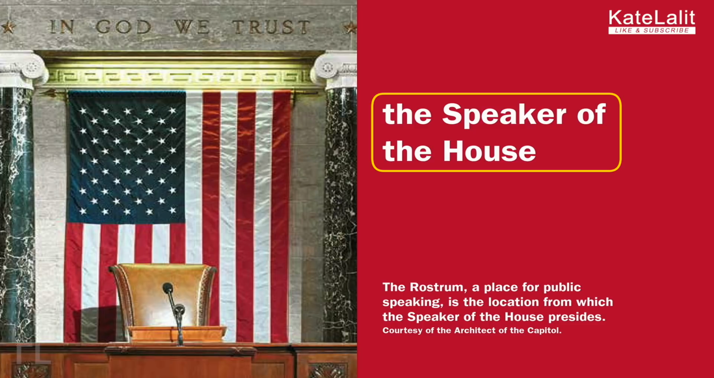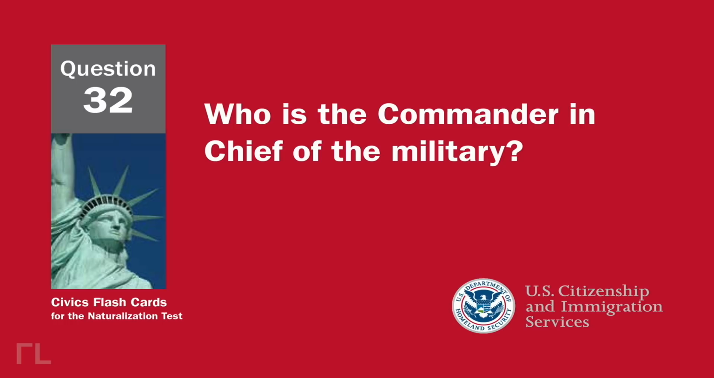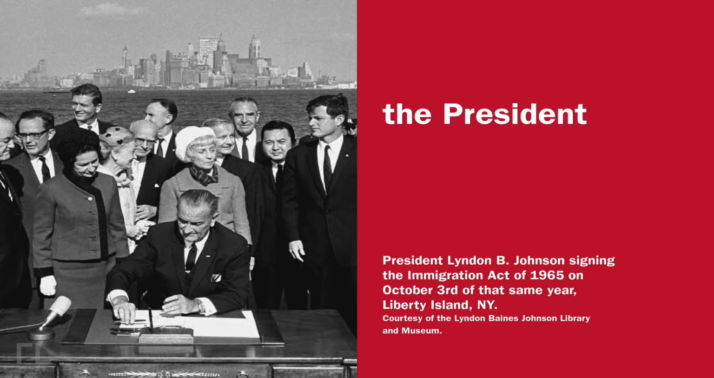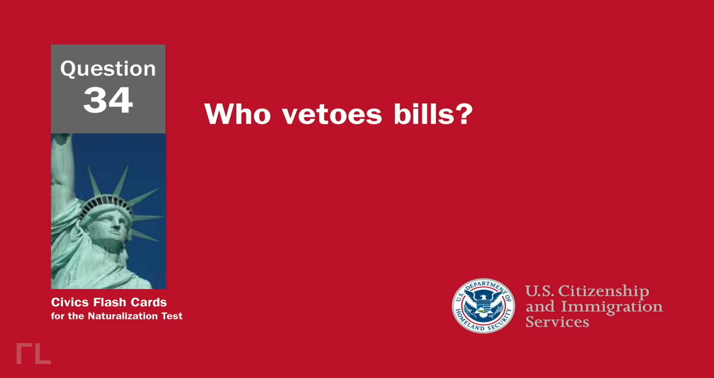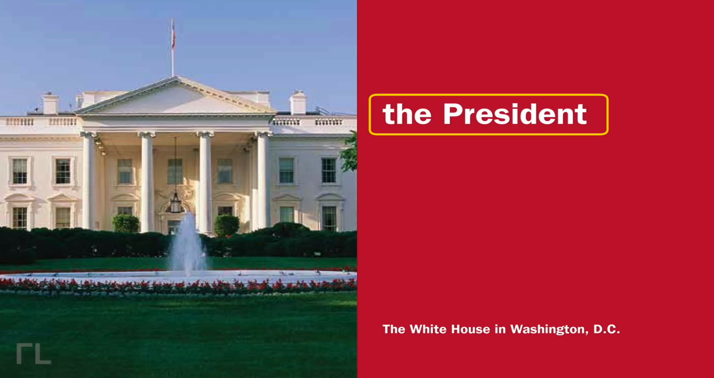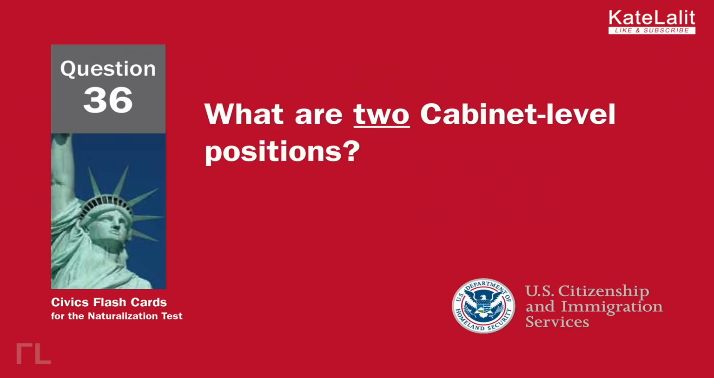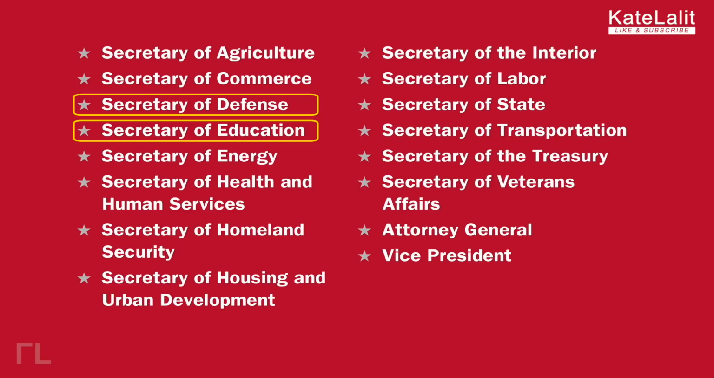Who is the commander-in-chief of the military? The president. Who signs bills to become laws? The president. Who vetoes bills? The president. What does the president's cabinet do? Advises the president. What are two cabinet-level positions? Secretary of Defense. Secretary of Education.